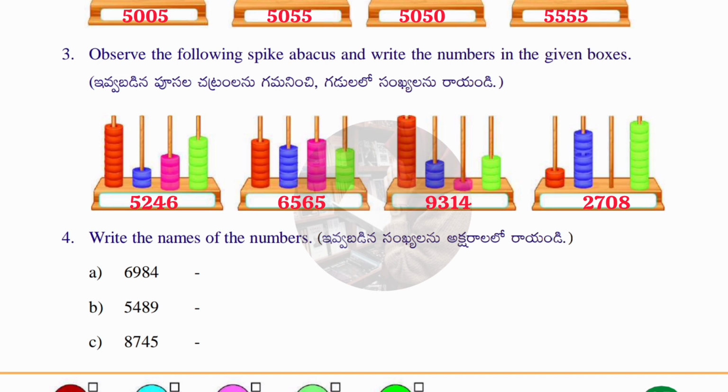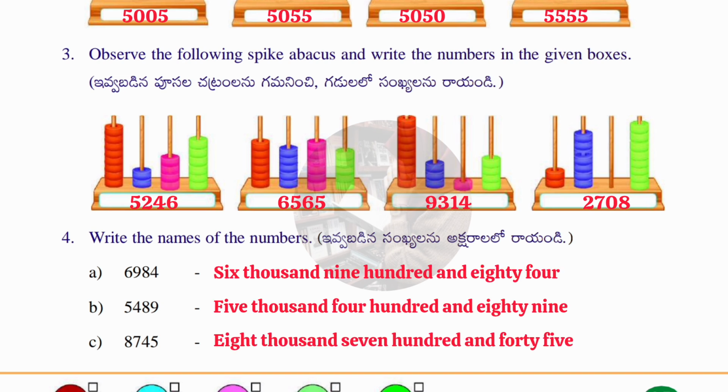That's why 2708. Now we'll see the fourth question, which is: write the names of the numbers. Here some numbers are given. What we have to do is write them in words. Let's see. The first number is 6984. Please write it down neatly without any spelling mistakes. Next number is 5489. Next, the third number is 8745. Please write it down neatly, and at the same time write it correctly.